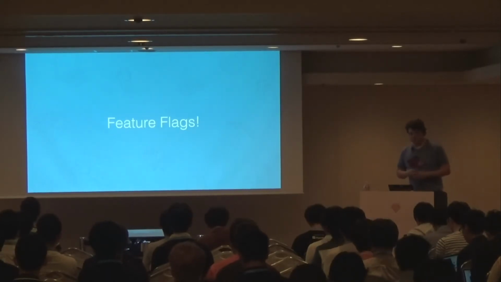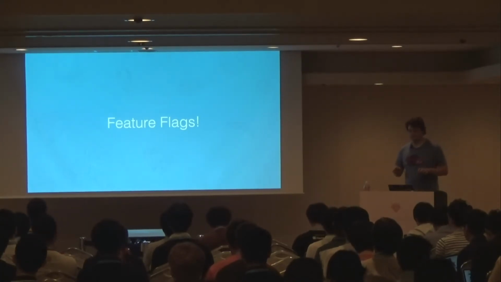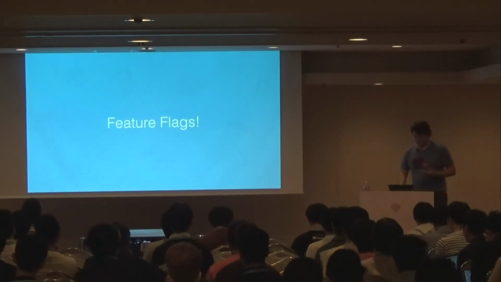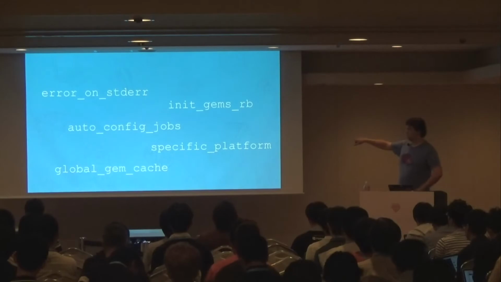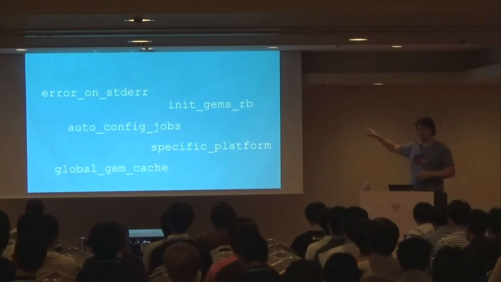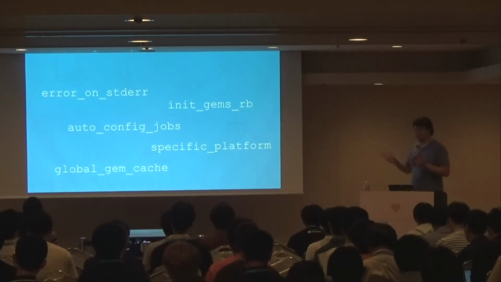One thing you may not know about Bundler is that nearly everyone in the room here has most of the code that's going to be in Bundler 2. Bundler has feature flags using the config system to enable and disable particular functionality. And so we have feature flags that enable specific functionality, such as specific platform, so Bundler resolving your specific platform with the libv8 gem that I showed you. That's that feature flag. Auto config jobs is automatically setting the number of threads that Bundler can use to install your gems in.